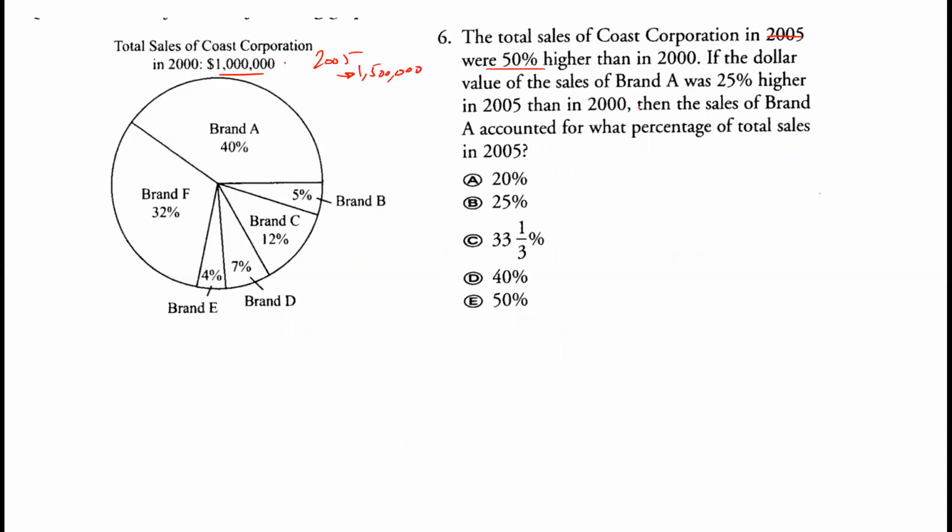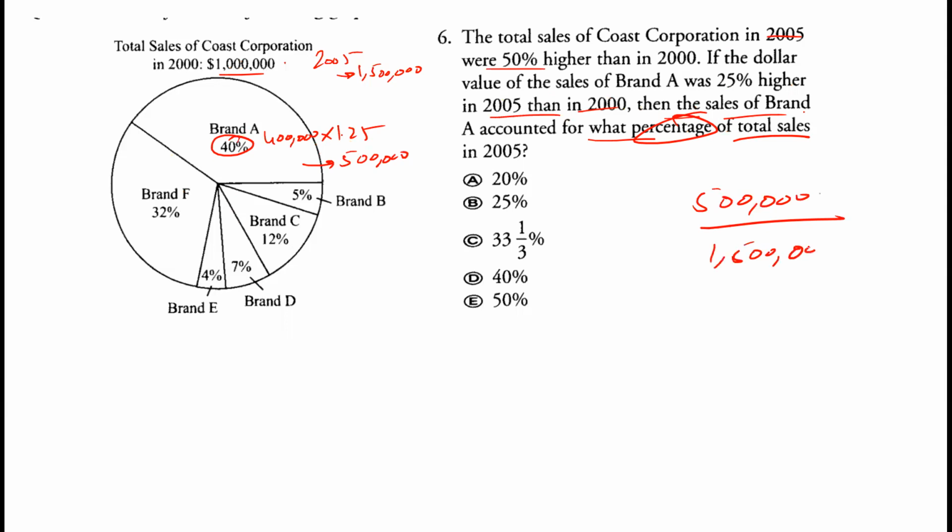Now, if the dollar value of the sales of brand A was 25% higher in 2005 than in 2000, brand A is 40%. So 40% of 1 million is 400,000. It increased by 25%, so we need to multiply this by 1.25 and we get 500,000. So the sale of brand A was 500,000. Then the sale of brand A accounted for what percentage of total sales? Brand A has 500,000 in sales and the total sales is 1.5 million. So this would be 1 by 3, or 33.33%, or 33 1/3%.